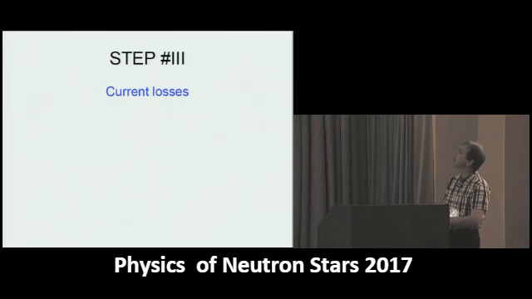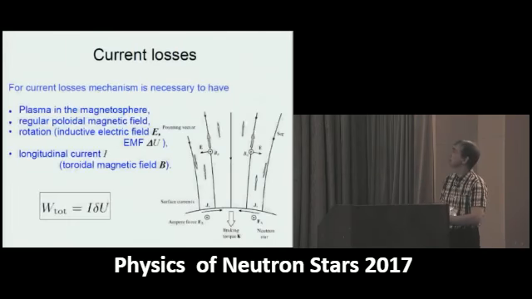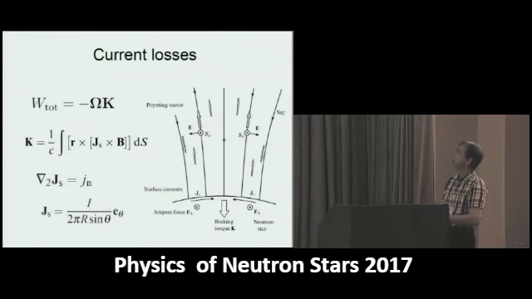The third step is the current losses. Actually, it's possible to find them in the original paper by Goldreich and Julian, because energy losses are a product of the current flowing in the system and the potential drop. But the only difference is that now these surface currents connect with the volume current flowing in the magnetosphere. We again can calculate the torque connected with the Ampere force.